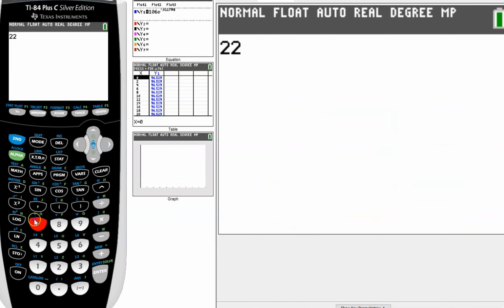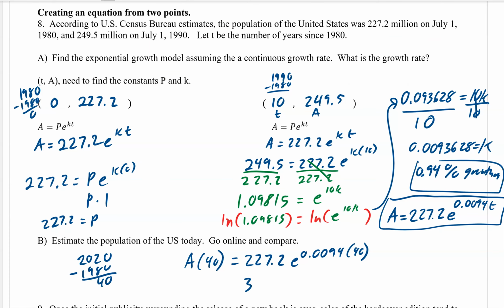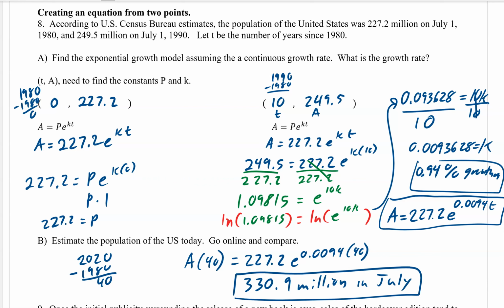So 227.2 e to the 0.0094 times 40. It says we should be at 330.9 million. Now this is supposed to be for July, and we're not in July yet. I think this is April when I'm making this.